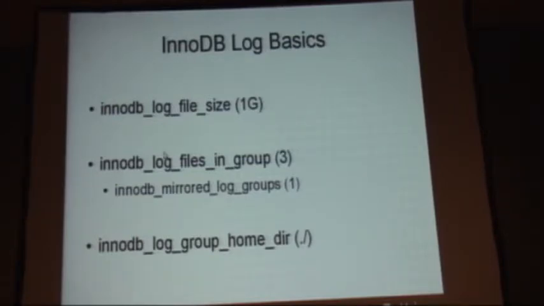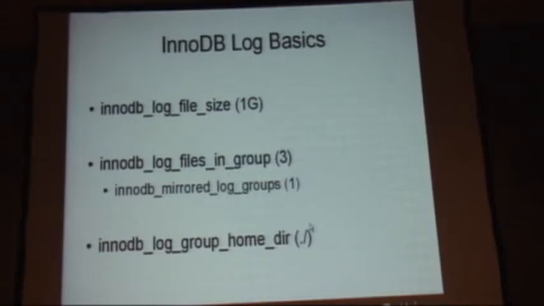InnoDB log files in group. This particular client had 3, by default it's 1. InnoDB mirrored log groups: if you're really concerned about having double redundant everything, you can have mirrored log groups. You have more than 1, so 1 is the default, and that just means have one set of log files. I don't think I've ever encountered anyone that has more than 1. The InnoDB log group home directory, by default, is going to be the InnoDB data directory, all that kind of stuff. Some people change this if you want all your logs together.